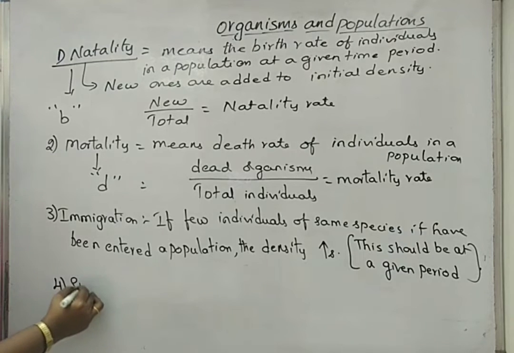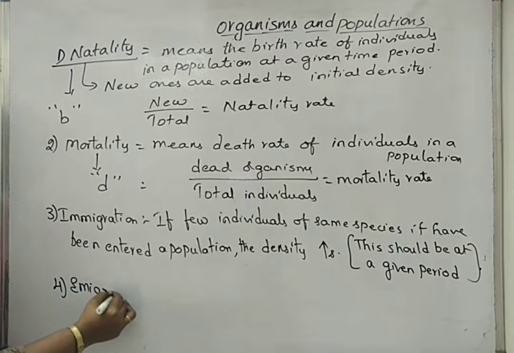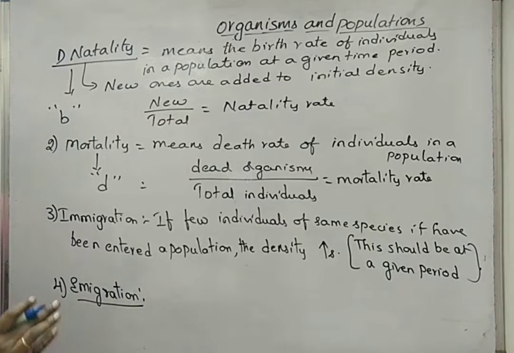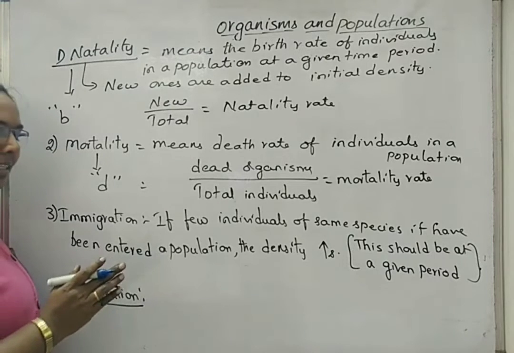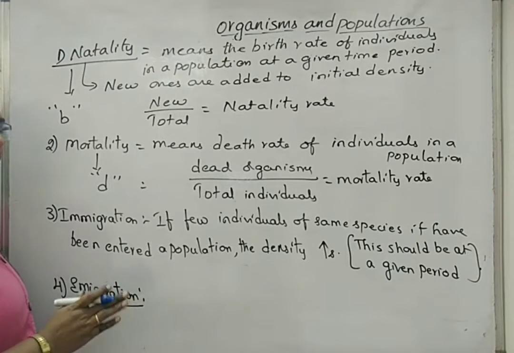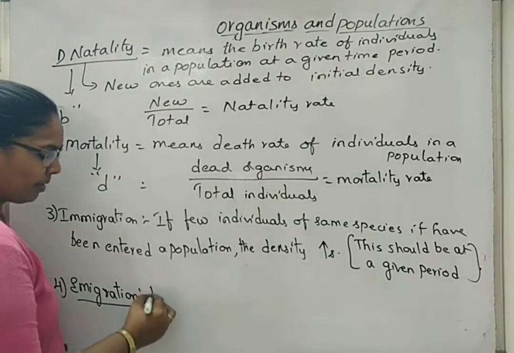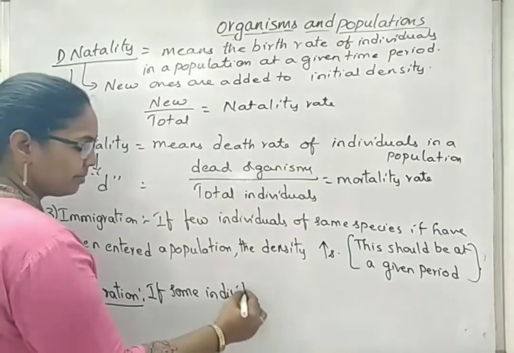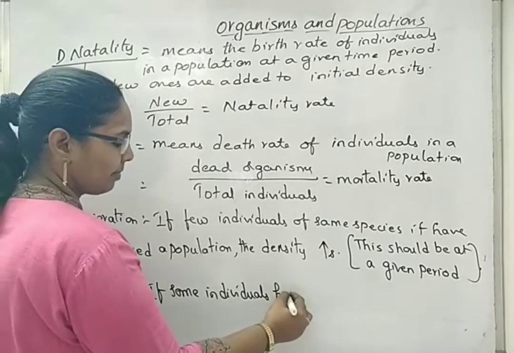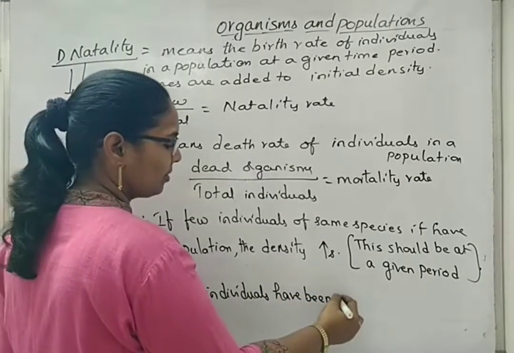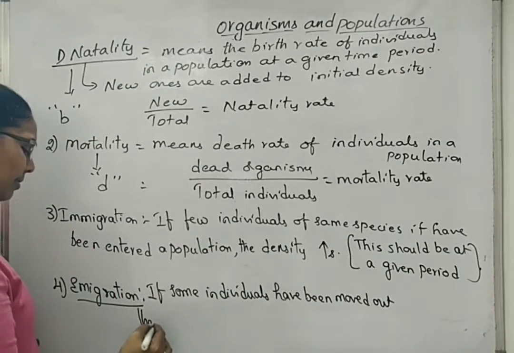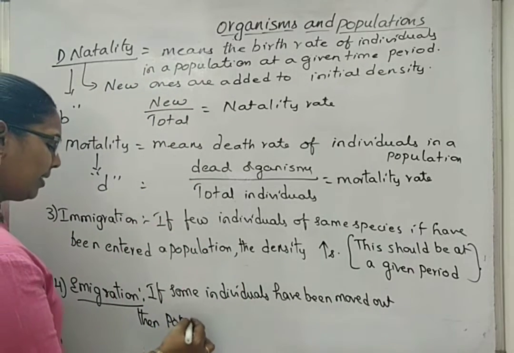Next one, emigration. If some individuals of the same species have moved out of the population, then the population density will be decreased compared to that of the previous one. If some individuals have moved out, then population density decreases.